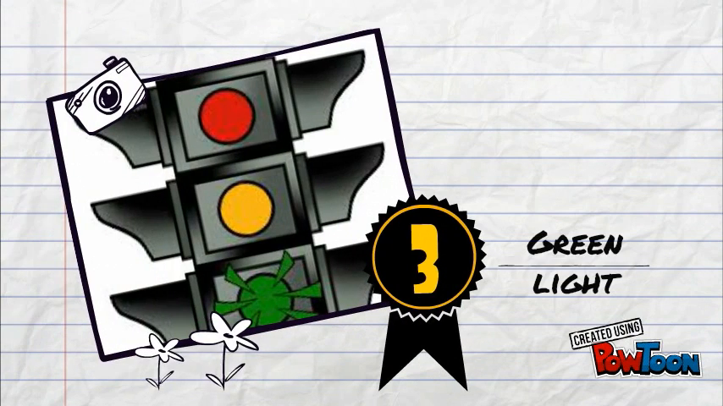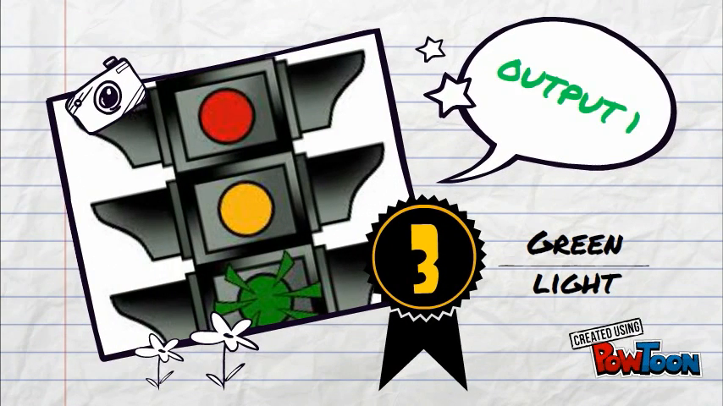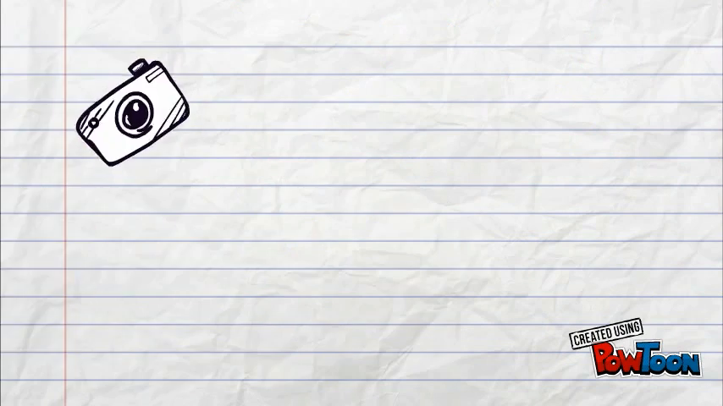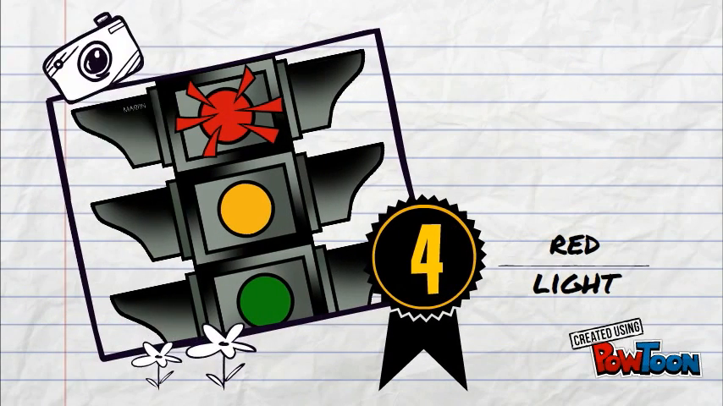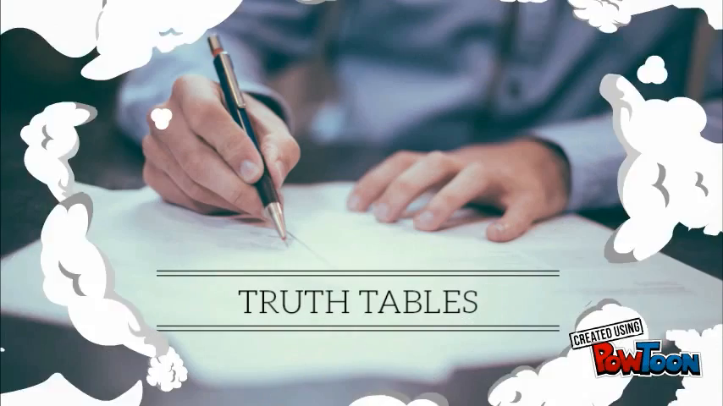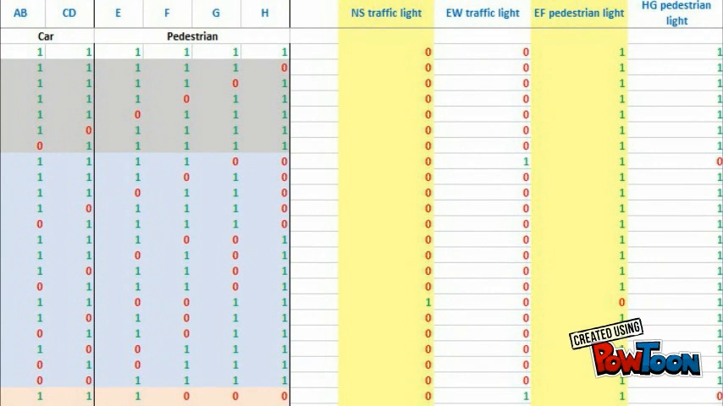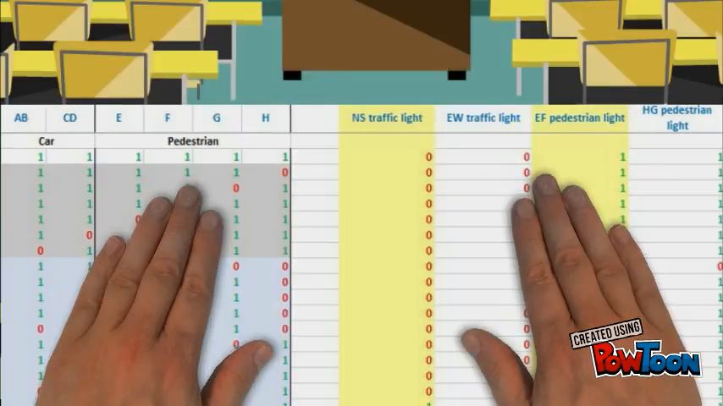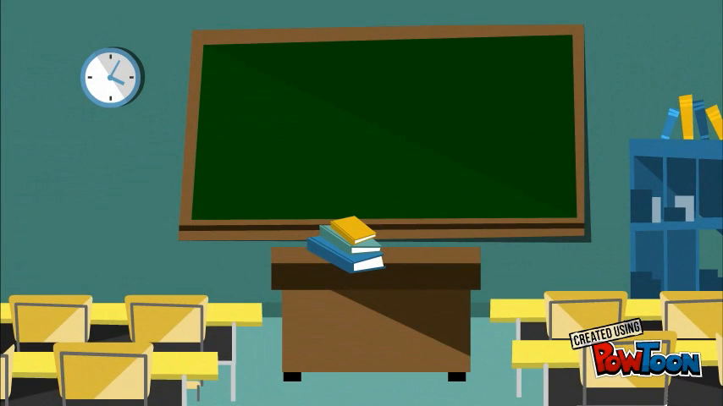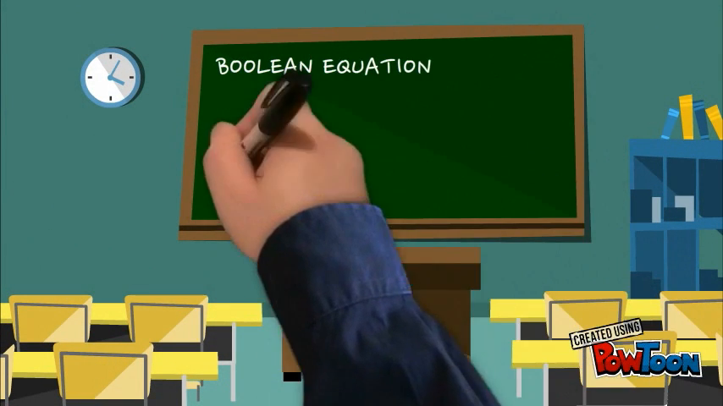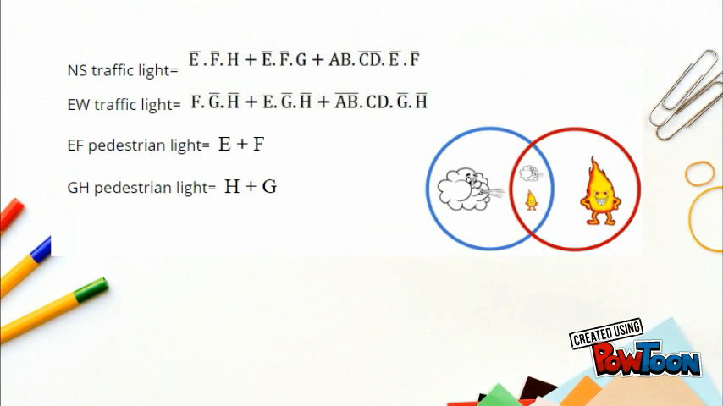So, we'll let the green traffic light be denoted by output 1. Subsequently, we'll let the red traffic light be denoted by output 0. We then constructed a truth table in Microsoft Excel containing all the inputs and outputs. We then derived the Boolean equation from our truth table by using the sum of products method. So these are our final Boolean equations.